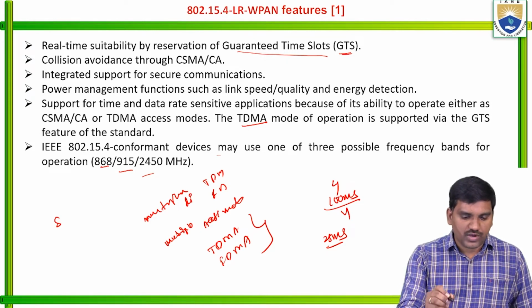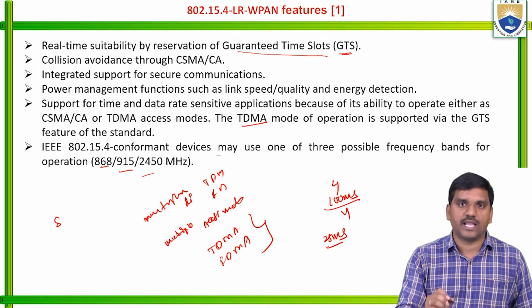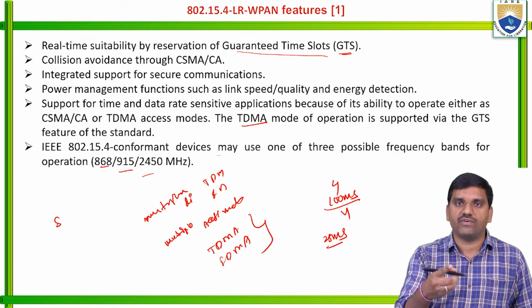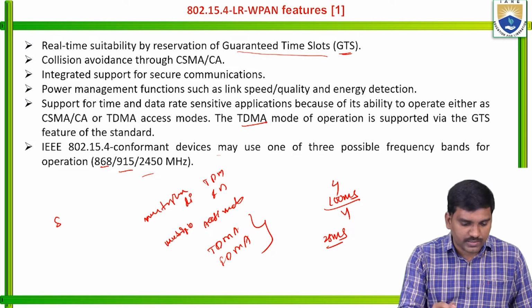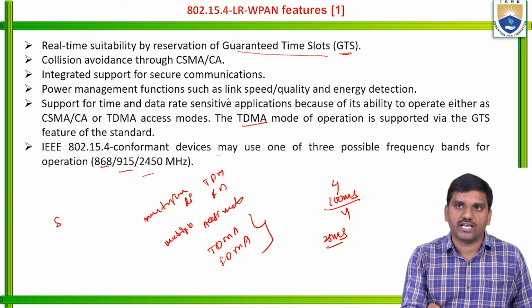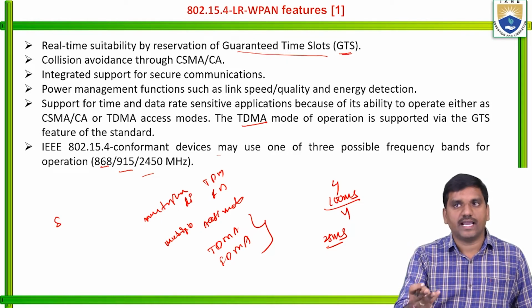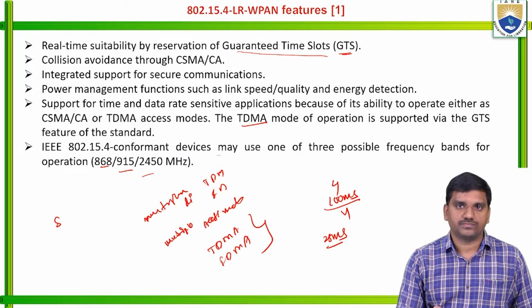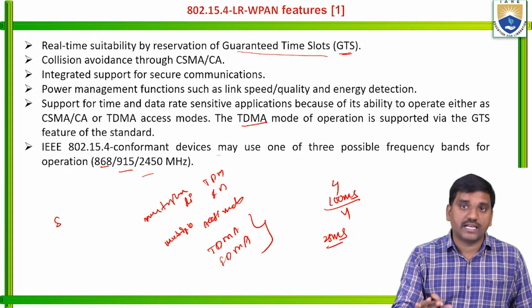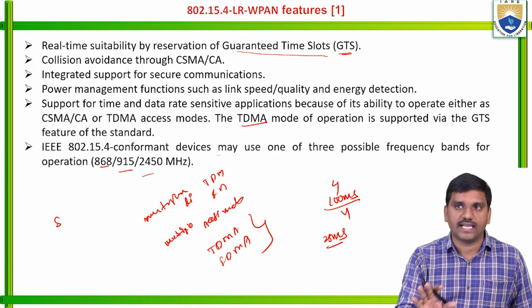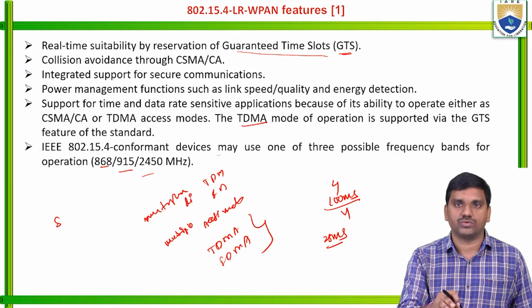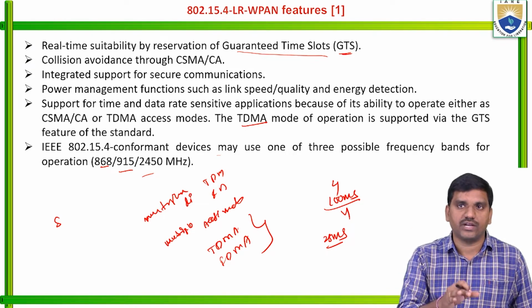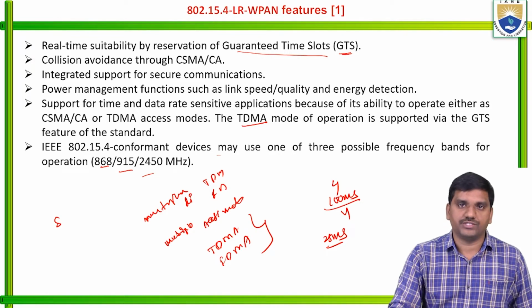So first of all, it supports guaranteed time slots. Second, it can support collision avoidance. Next, it supports secure communication in the entire digital communication. Next, power management functions such as speed, quality and energy detection it can also support. It can also support multiple access techniques, and 3 defined frequency bands, like 868, 915 and 2450 megahertz.